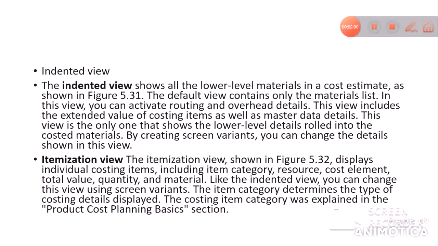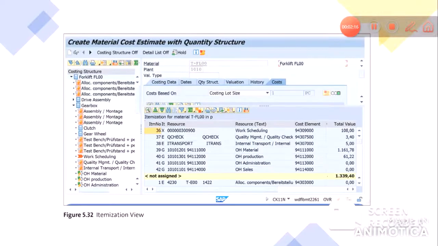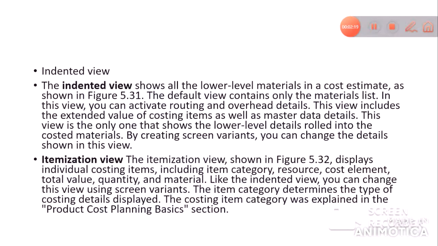By creating screen variants, you can change the details shown in this view. Itemization view. The itemization view shown in figure 5.32 displays individual costing items including item category, resource, cost element, total value, quantity, and material. Like the indented view, you can change this view using screen variants. The item category determines the type of costing details displayed. The costing item category was explained in the product cost planning basics section.